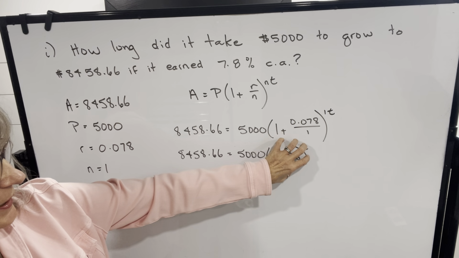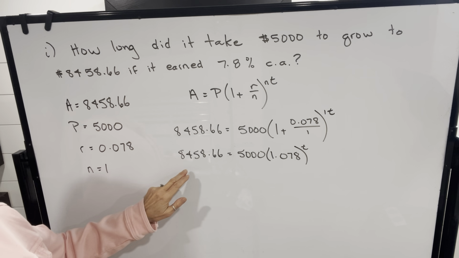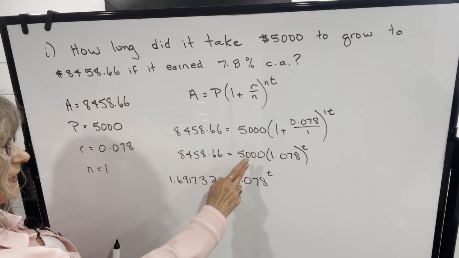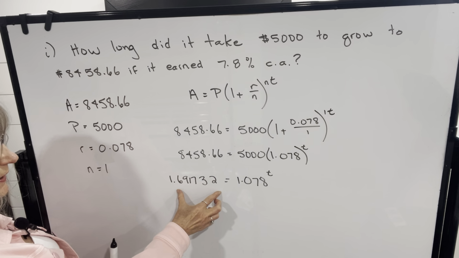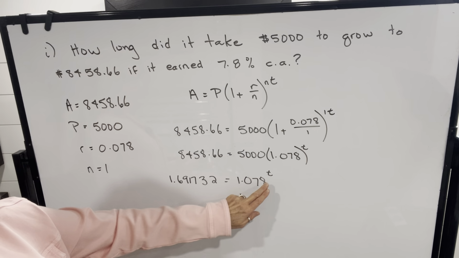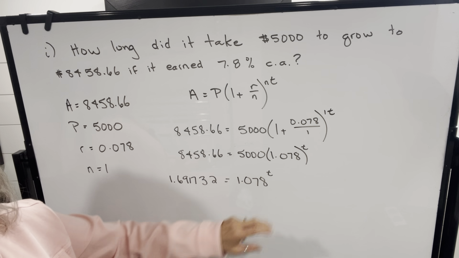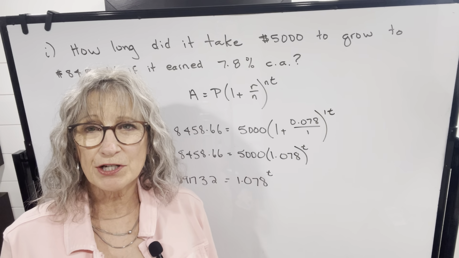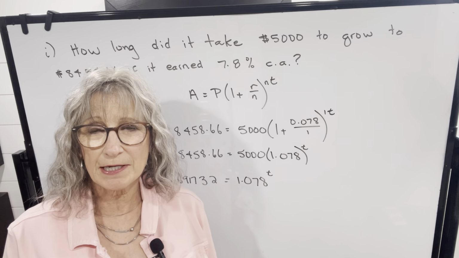And I want to isolate this factor, so let's divide both sides by 5,000. When I divide this by 5,000, I get exactly 1.691732. My unknown is in my exponent. That's called an exponential equation. And the technique for solving exponential equations is taking the logarithm of both sides.